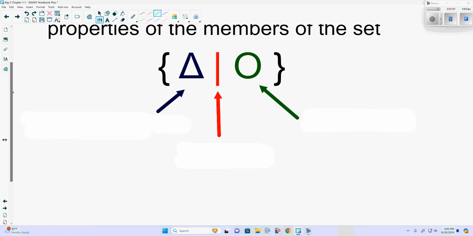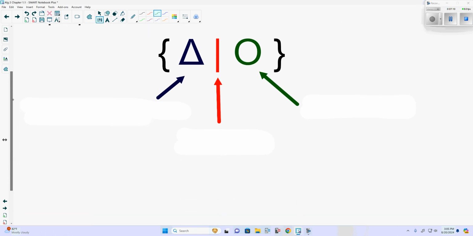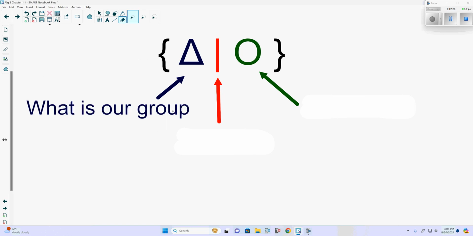Now, the set builder has 3 main parts. Triangle, line, and circle. Now, the triangle and circle are taking the place of that part. Now, the triangle, what goes in its place is the group. What type of group or what type of numbers are we talking about? Are we talking about natural numbers, whole numbers, integer, rational, irrational, real numbers? What group of numbers are we talking about? That's the first part of the statement. What type of numbers are we talking about? Now, the bar is such that.